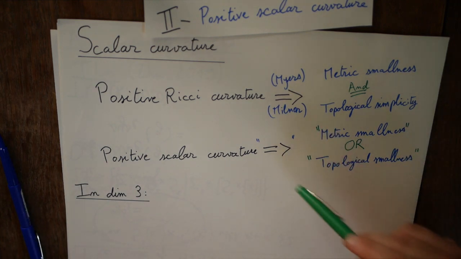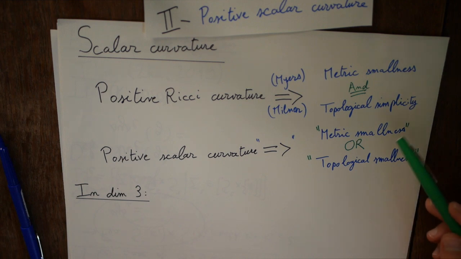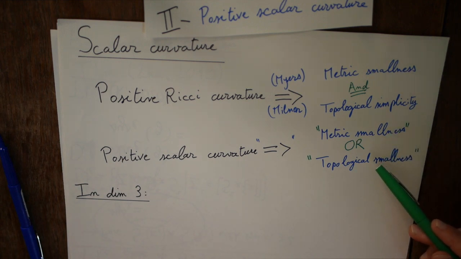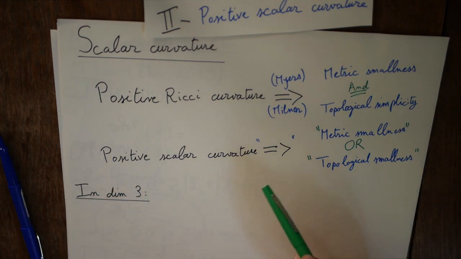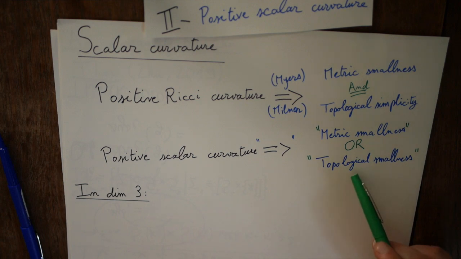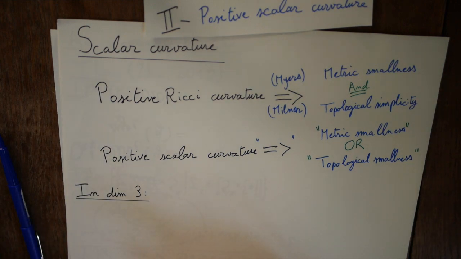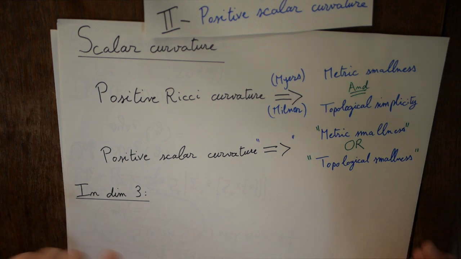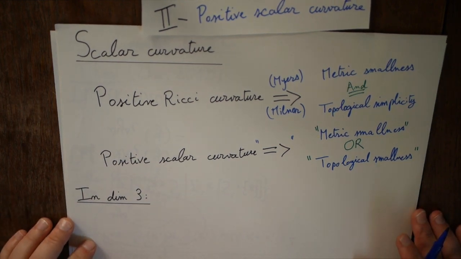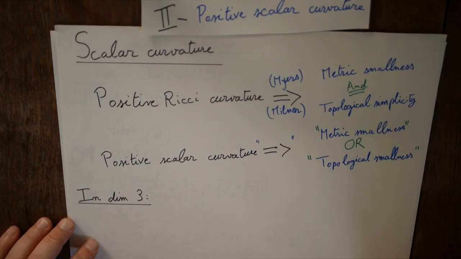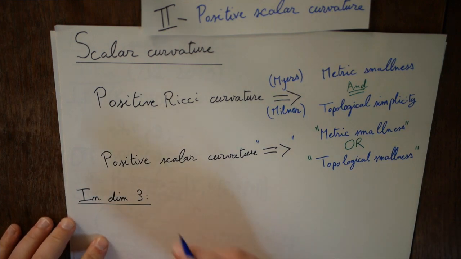And what this says is that if we know that there is some complexity in the topology, and that we still have positive scalar curvature, that will imply some smallness in some metric invariants. So let's give a first example of this, which is in dimension 3, which is a first non-trivial example.